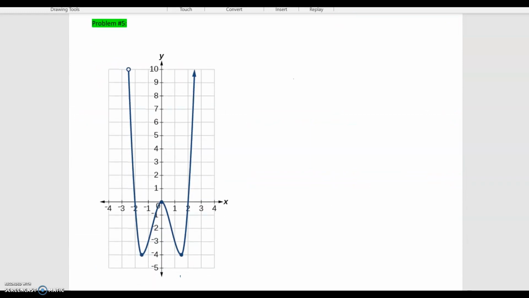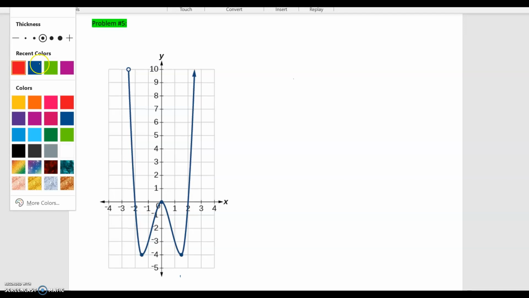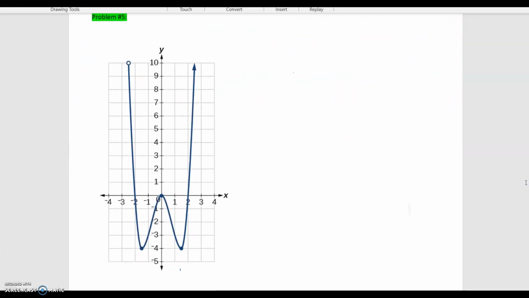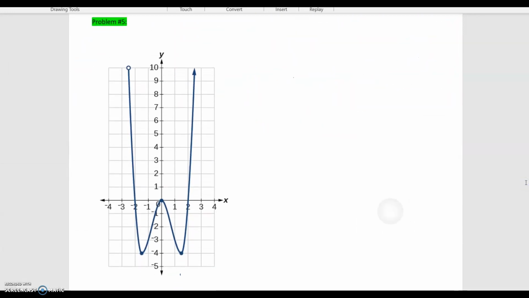In problem 5, we're going to be doing a little bit of an estimate. The good news is that this particular one does have the axes where they're supposed to be in terms of the numerical values. So these are going to be your x's, and these will be our y's.